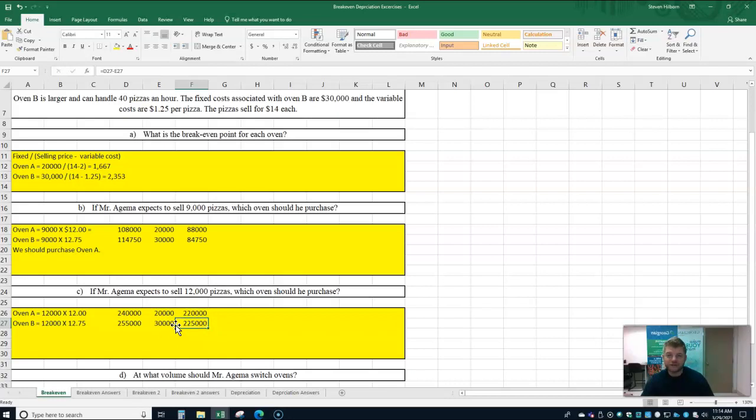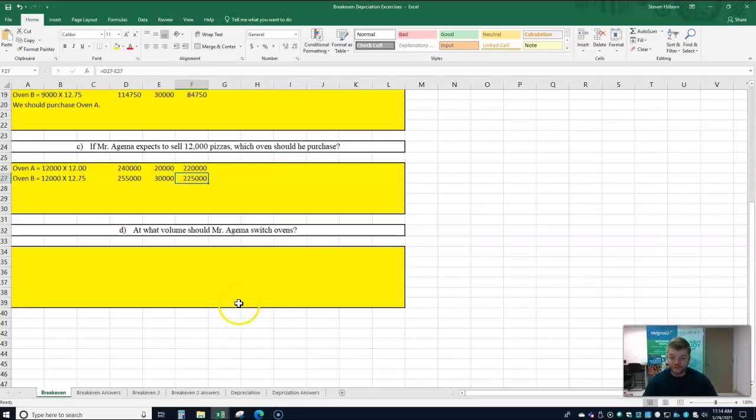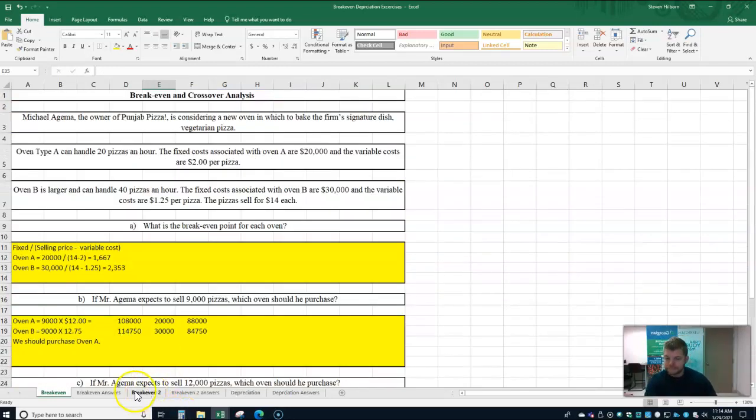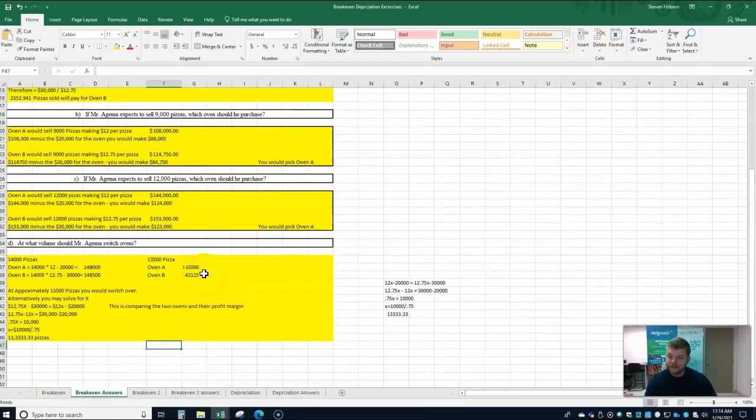At $9,000, it doesn't make sense for the bigger oven. At $12,000, it's still not quite there. At $20,000, for sure, we're making $5,000 more. So what I would ask of you is, could you figure out at what value Mr. Agama should switch over ovens? All the answers are right here.